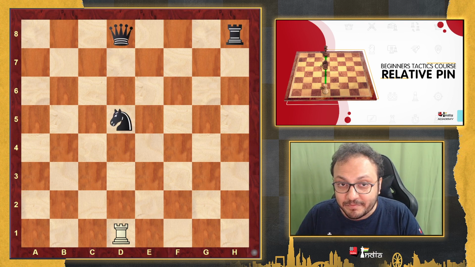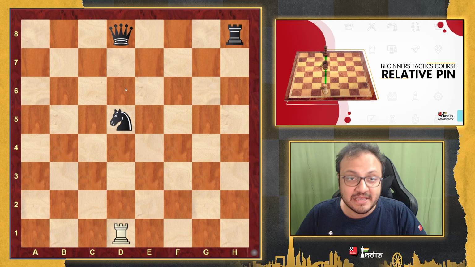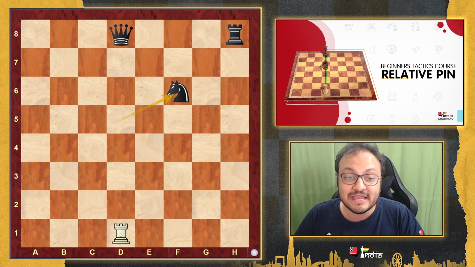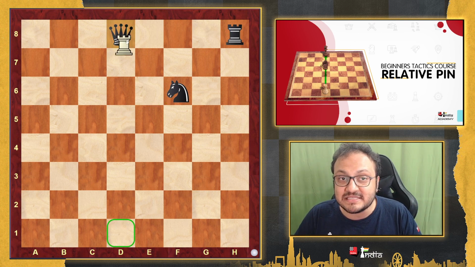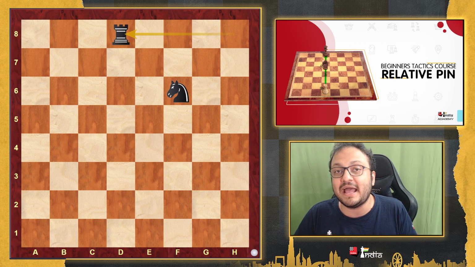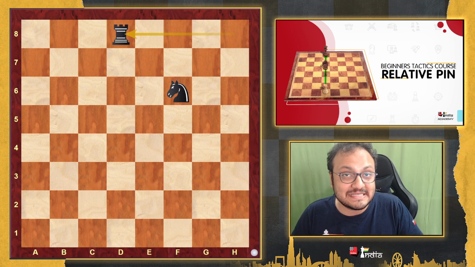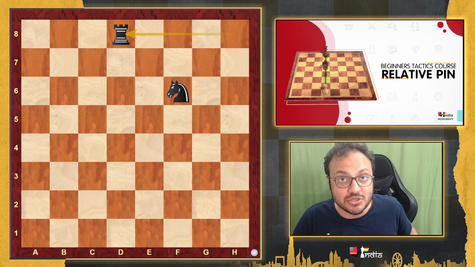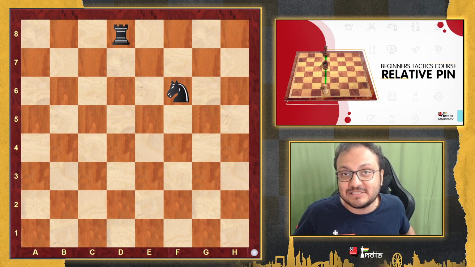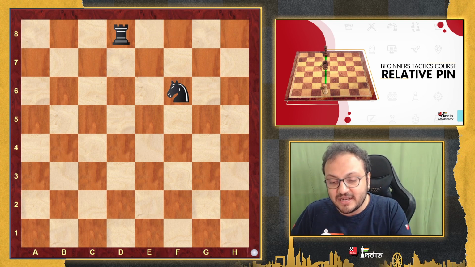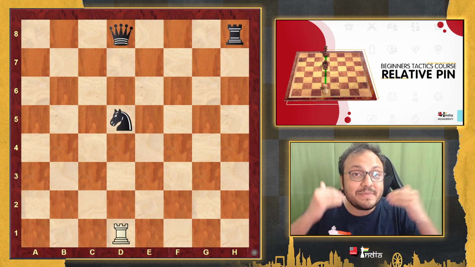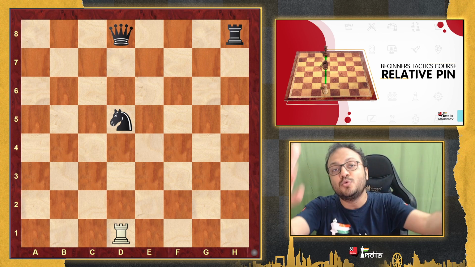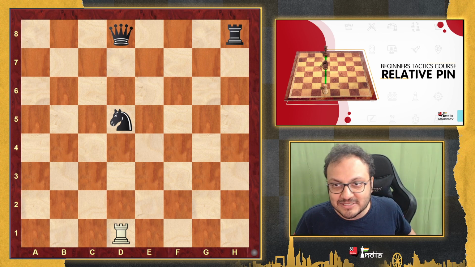Is this a pin? Yes, it is. Why? Because if the knight moves away, I am getting a better deal. My rook is worth 5 points, your queen is 9. So even though the queen is defended in this case, if I take, you take back, white has won 4 points net because he won the queen and lost a rook. So that's a bit about the relative pin, but as always the configuration of a pin is the same. 3 pieces in one line, one of yours, 2 of opponents. Okay, let's go to the next position.